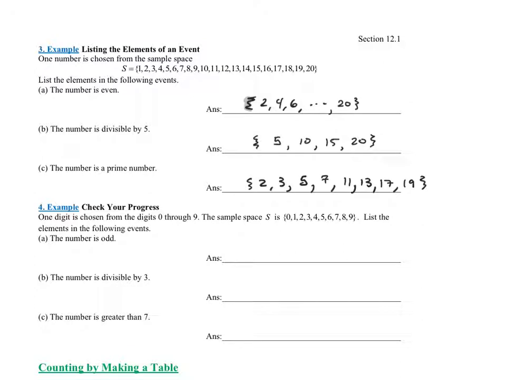And 20 is not. In fact, any even number after 2 cannot be prime because it's divisible by 2. So you really only have to check the odd numbers in that list after the number 2.